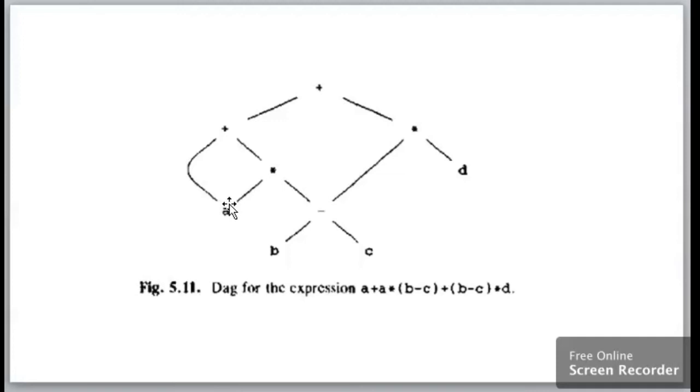What we have done in the DAG is that we have more than one parent. So for this b minus c, the parent is going to be this sub-expression, whereas this sub-expression also. So this b minus c, we are not representing as two different nodes, but as one single node. In the same way, the two occurrences of a are represented by one single node. This form of representation of a syntax tree is called a directed acyclic graph.